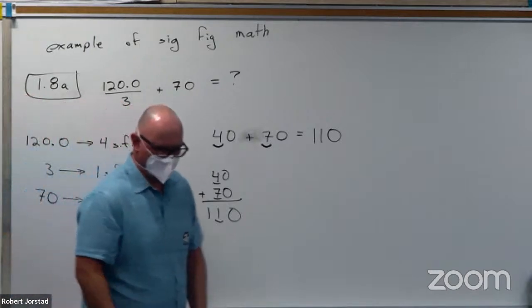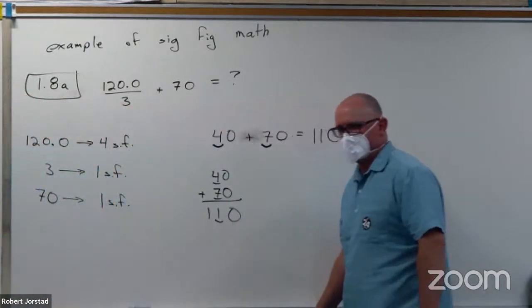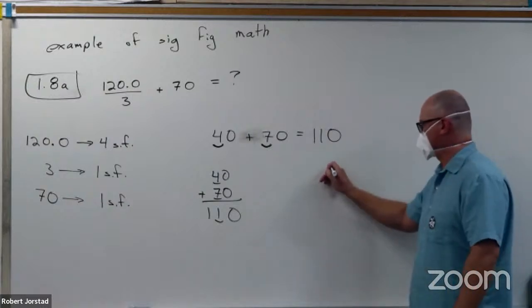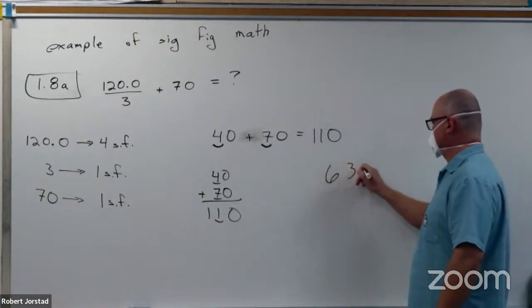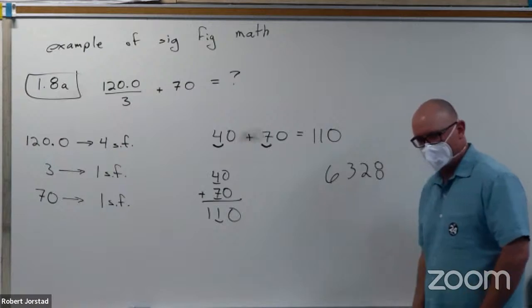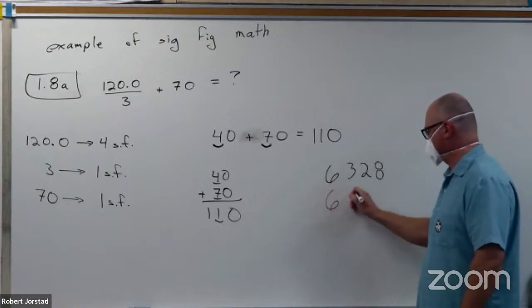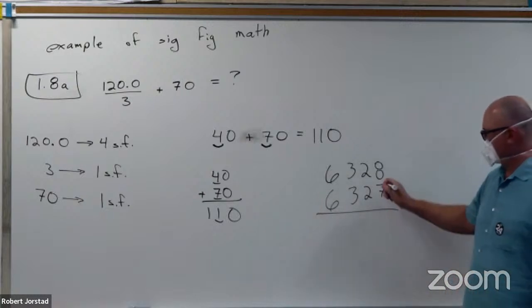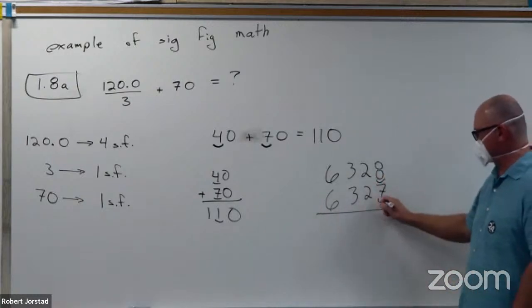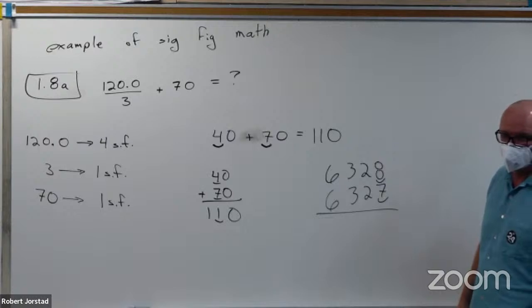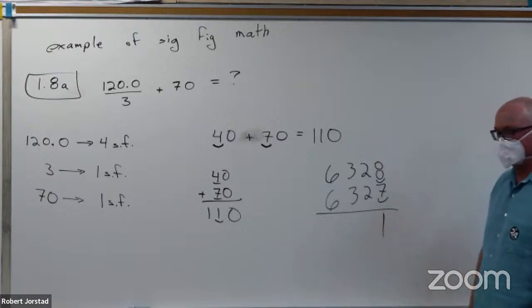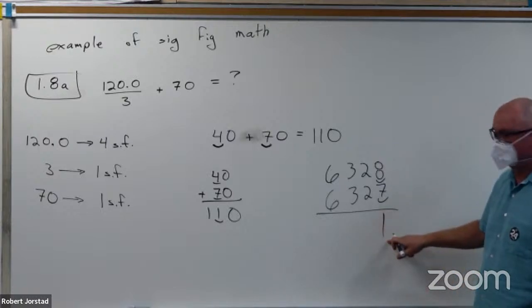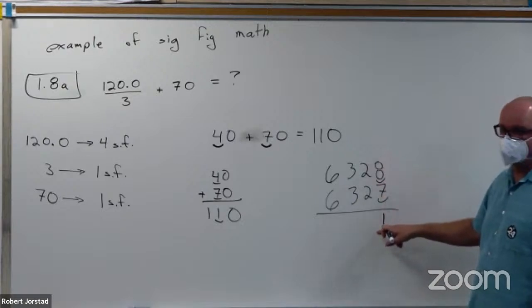I understand the multiplication and division, but for subtraction and addition, I'm kind of okay. Let's say I had 6,238 chickens, and I take away 6,327 chickens. I know this to 4 sig figs. I know this to 4 sig figs. How many chickens you got left? 1. How many sig figs? 1. You're off in the ones column. You see what I'm saying?